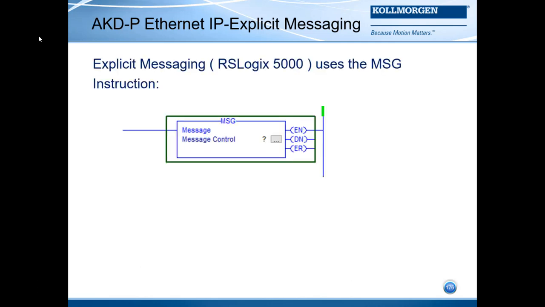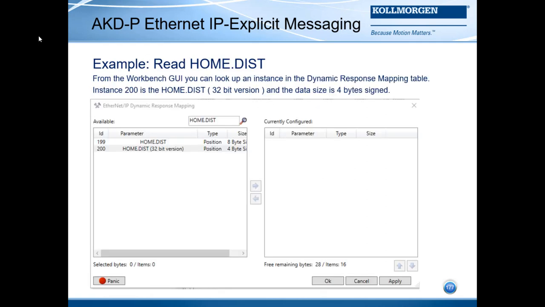Explicit messaging in RSLogix 5000 uses the MSG or message instruction. Here's an example: read the home.dist, DIST.